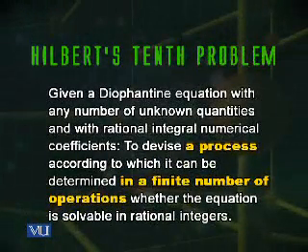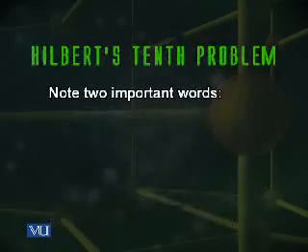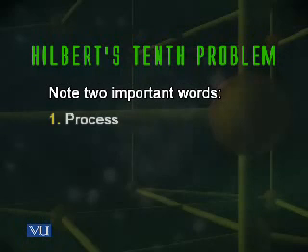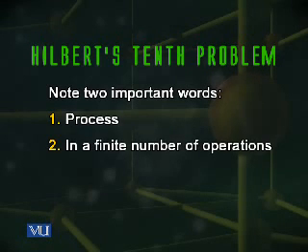Let's leave all of that out and look at this statement once again and concentrate on the words that I have bolded out and just examine and see what Hilbert is asking. He's saying to devise a process according to which it can be determined in a finite number of operations. So the two important things are that we are looking for a process which determines in a finite number of operations. Hilbert was asking for an algorithm. Hilbert's 10th problem is asking mathematicians to devise an algorithm. So even though Hilbert did not know it himself, he was asking a computer science question.